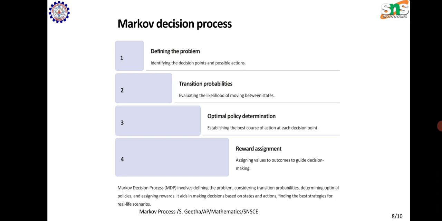So, Markov decision process involves defining the problem, considering the transition probability, determining the optimal policies and assigning rewards. It aids in making decisions based on the states and actions, finding the best strategies for real life scenarios.